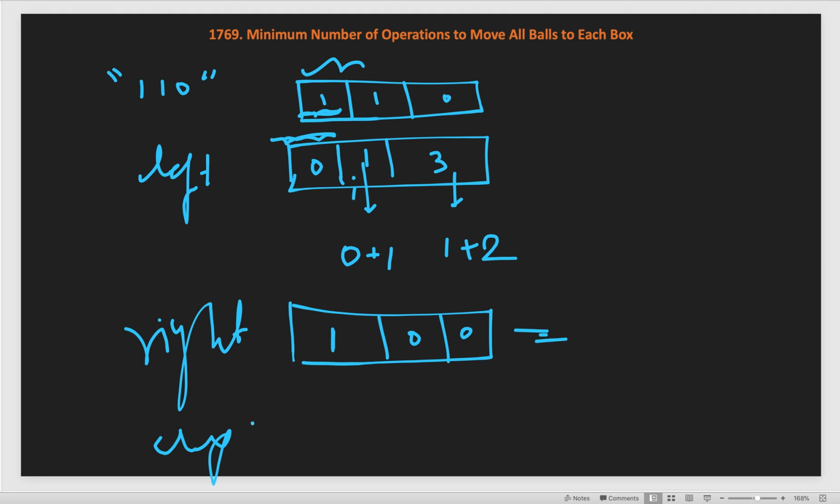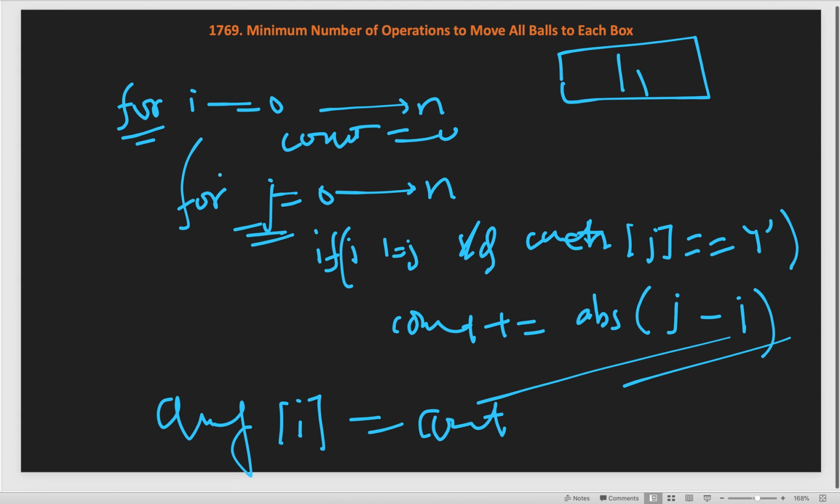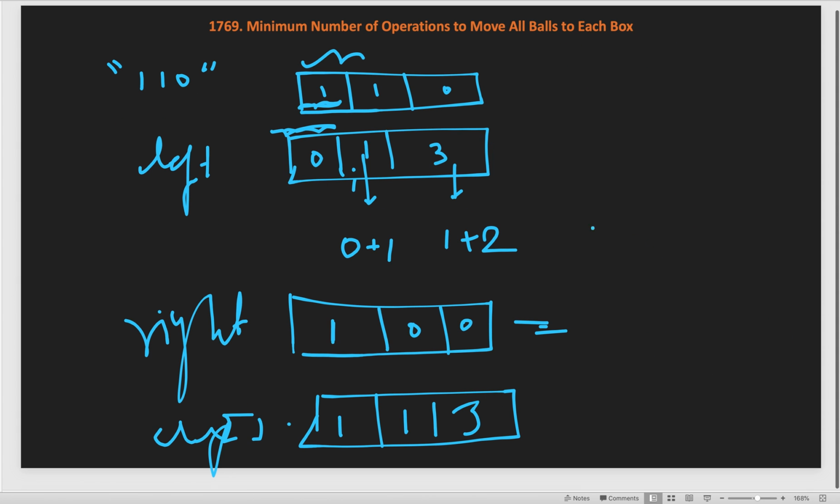Then we sum up answer of I, which is the sum of both the arrays, left of I and right of I. So, 0 plus 1 is 1, and 1 plus 0 is 1, and 3 plus 0 is 3. This is what we initially got as the answer for our first test case over here. So, let us write the equation.